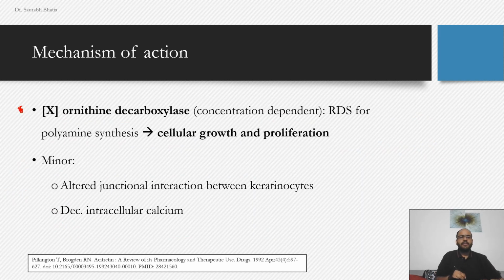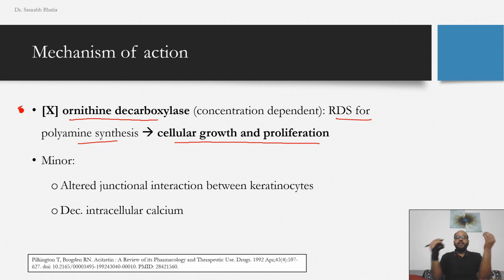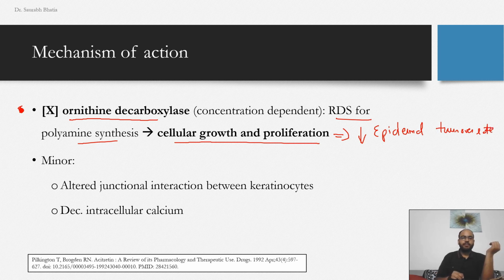The eighth, or rather, this is a repeat, so not eighth: the inhibition of ornithine decarboxylase, which is a rate determining step for polyamine synthesis, is required for good cellular growth and proliferation. Now, what do we mean by that? Ornithine decarboxylase is an important enzyme, a rate determining step for proper polyamine synthesis. Proper polyamine synthesis is required for good cellular growth and proliferation. When acitretin inhibits this enzyme, the cellular growth doesn't happen, the proliferation doesn't happen, and eventually the epidermal turnover rate is also decreased.